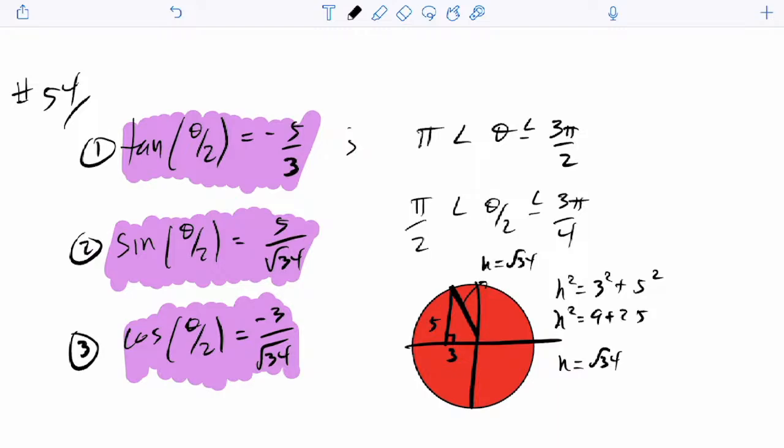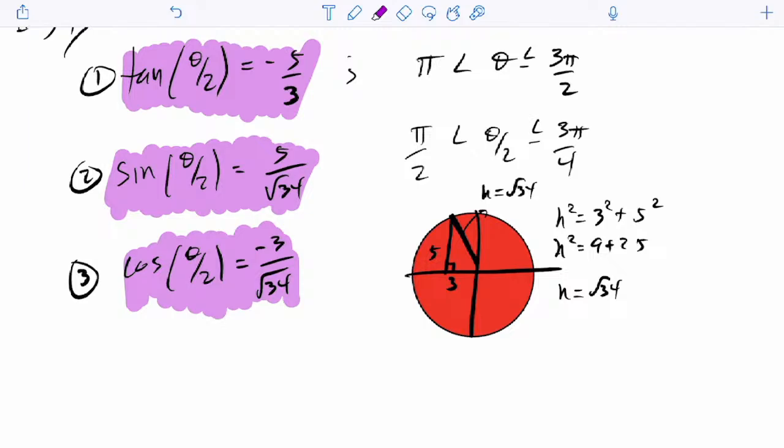So for 54, they want sine theta. I might as well answer this one while I've started it. But for this one here, they want sine theta. So you've got the half angle again. You'll have to go ahead and use cos of theta equals 2 cos squared theta over 2 minus 1, and then you can solve for the cos of theta.